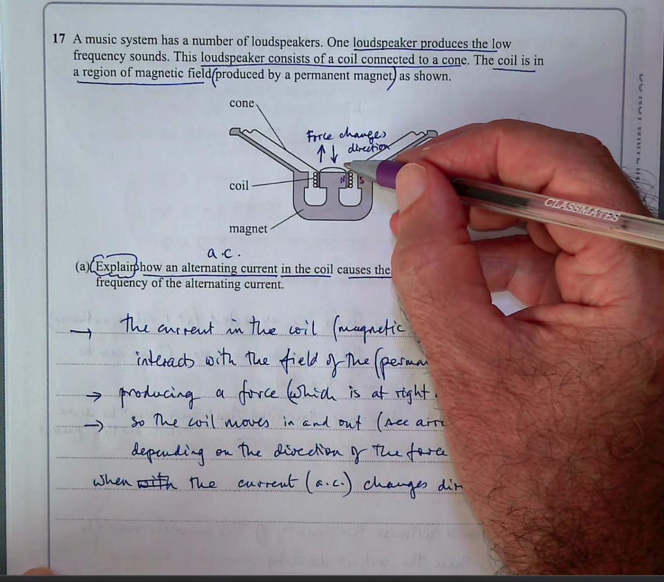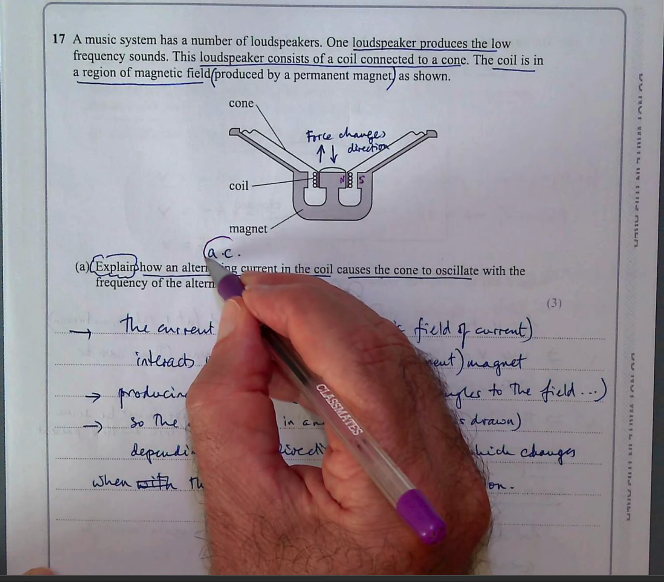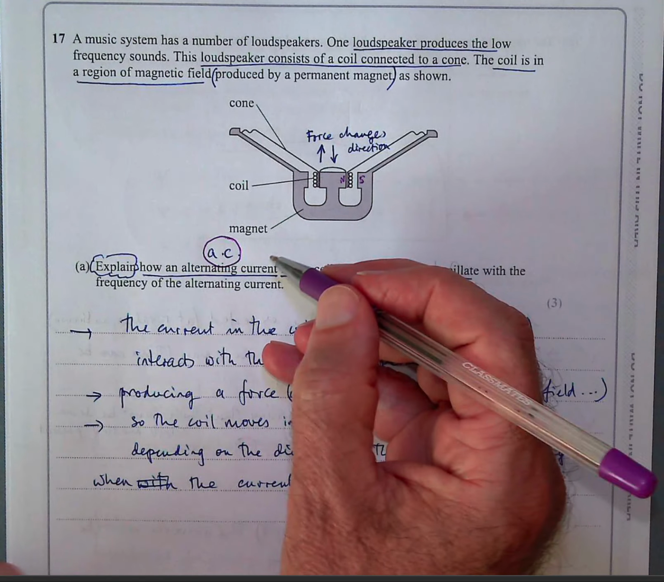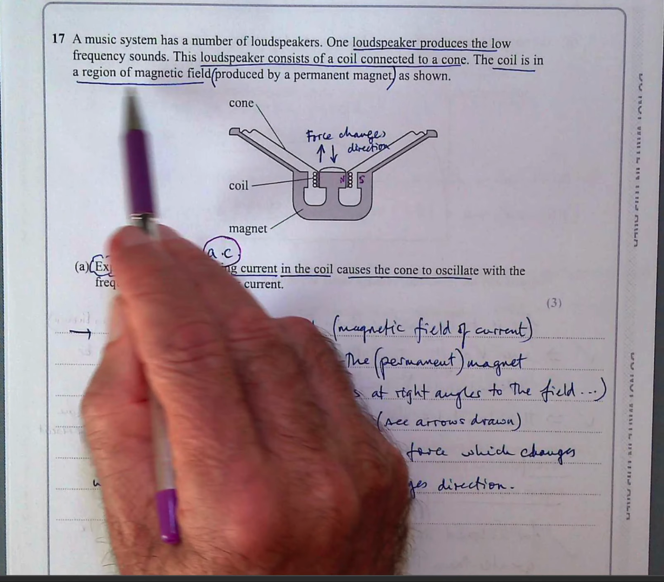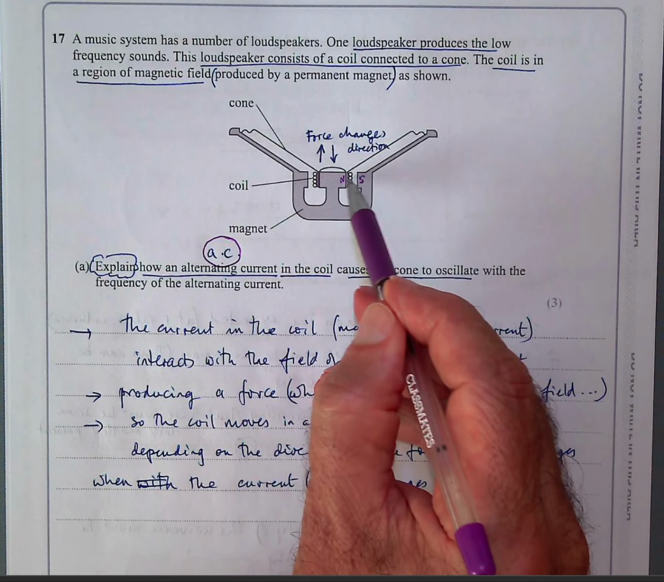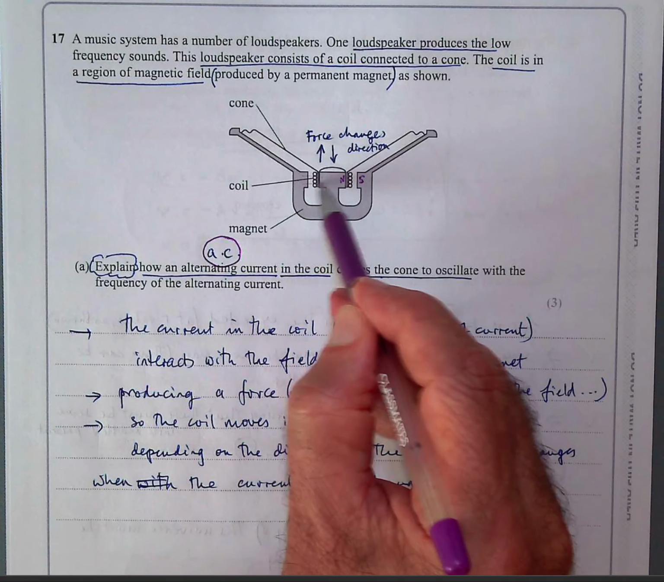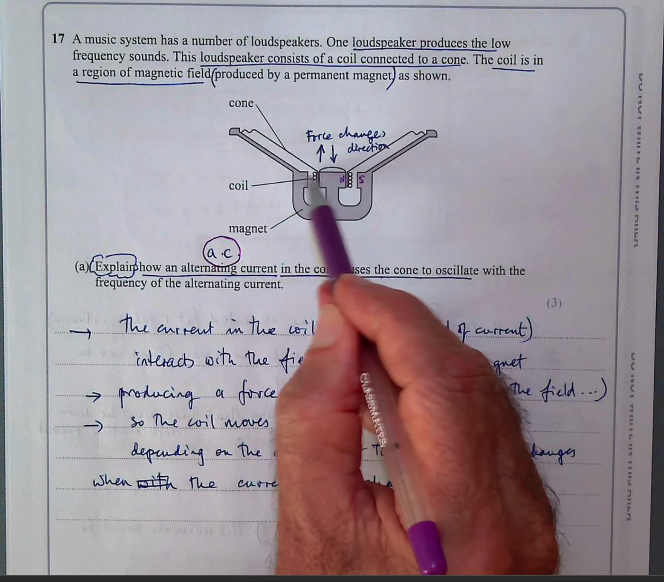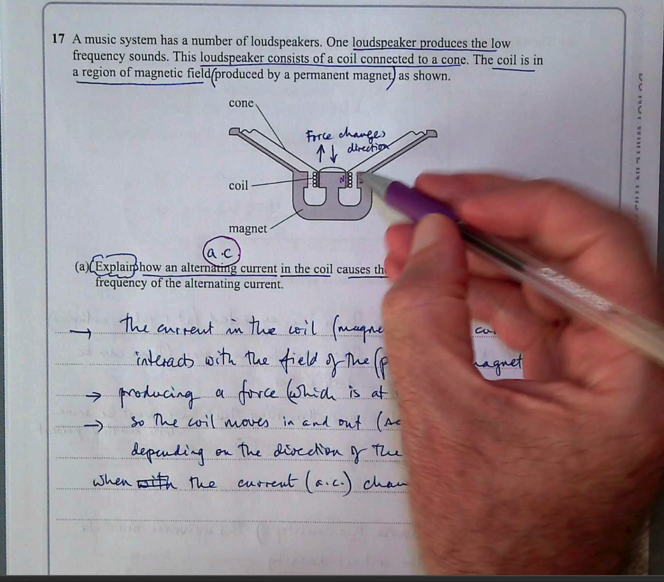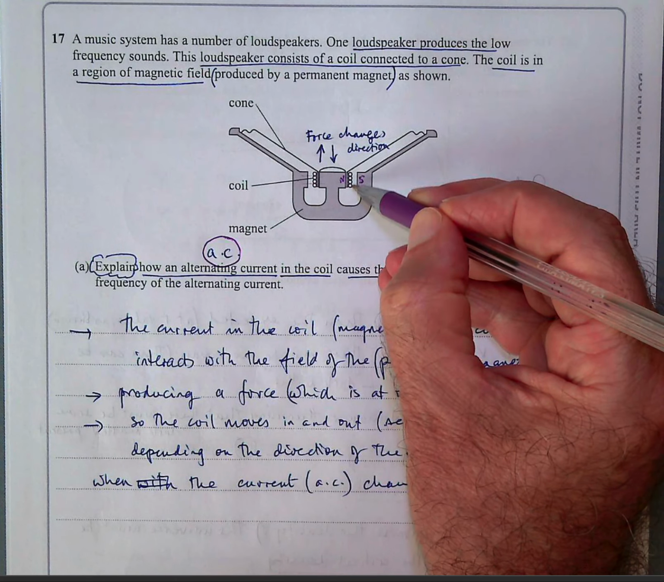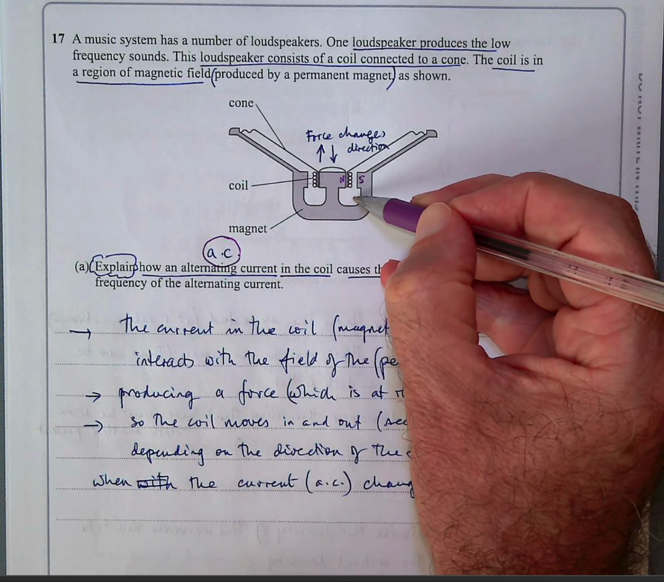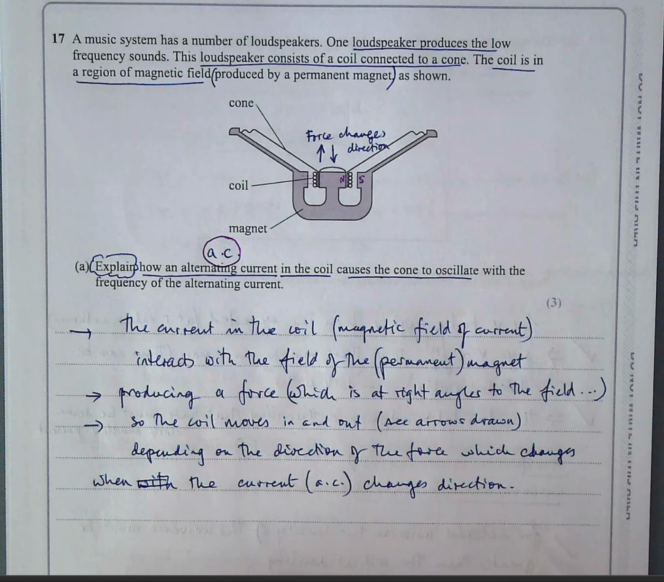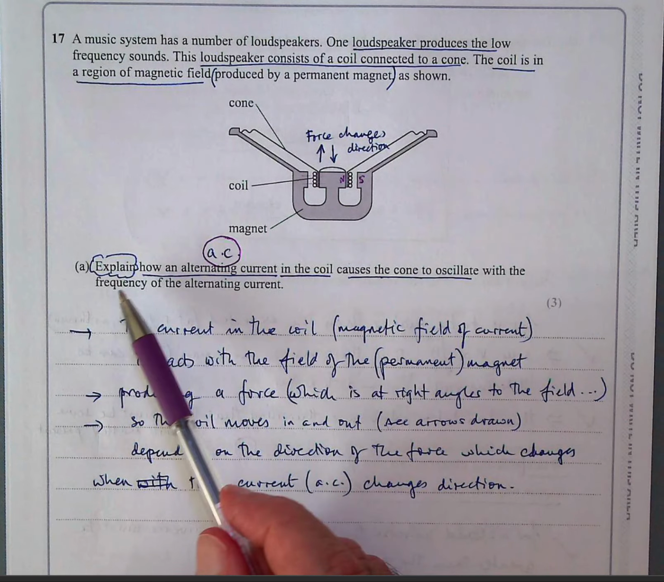And it's oscillating because the current is alternating. So the direction of the current keeps changing. The coil is in the region of the magnetic field. So the magnetic field is between the poles here and between the poles there. Okay, so there's a uniform field between the poles. And so the coil is either going to be pushed up, depending on the current direction, or pulled back, depending on the current direction. Okay? So that's how a loudspeaker works.